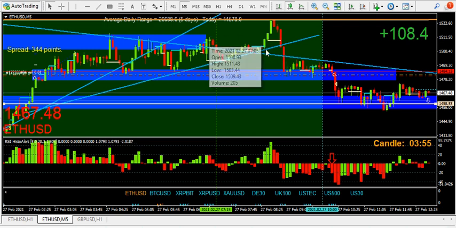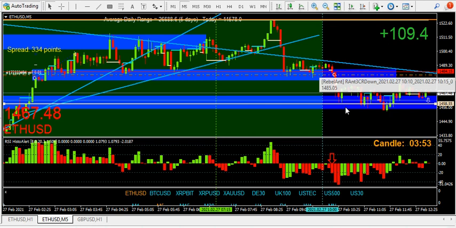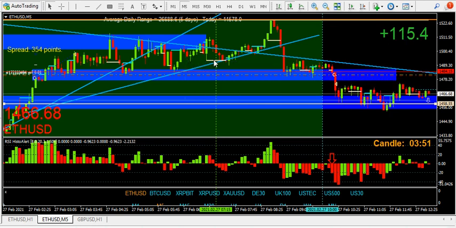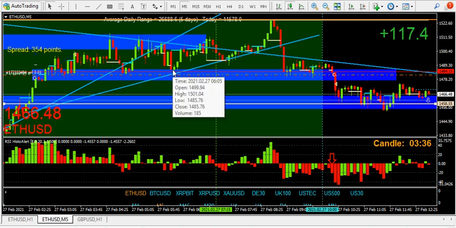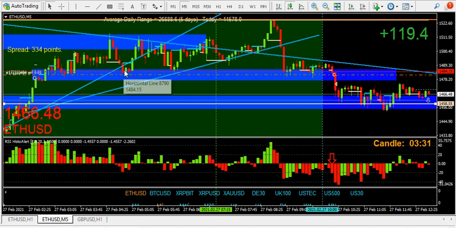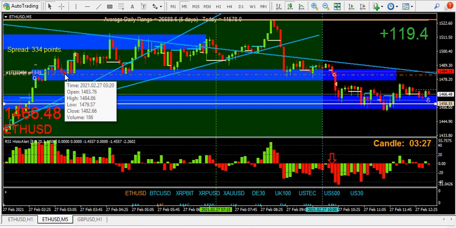So what made this particular entry more likely than, for example, well, I'm looking at the 3CR here in particular. Why didn't I enter at this point, say, for example? We had no resistance below us. In fact, that's a lie. We did have resistance below us there.